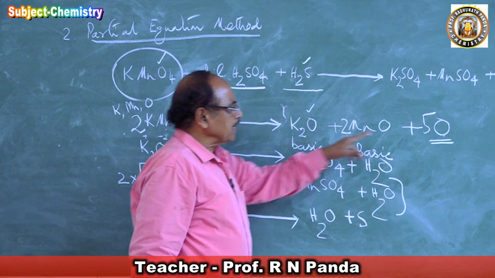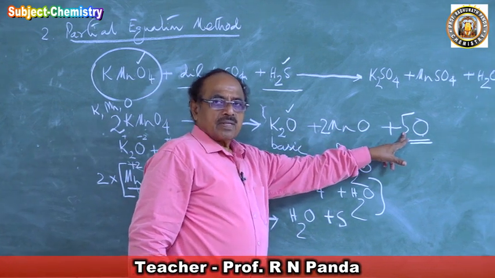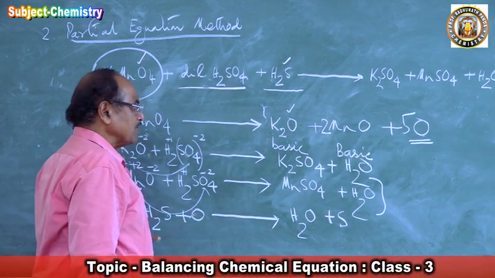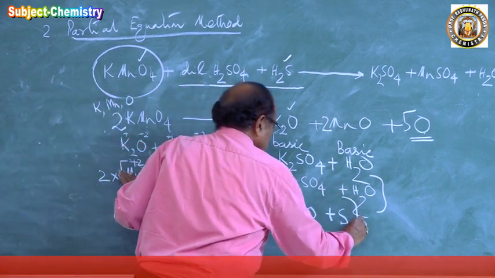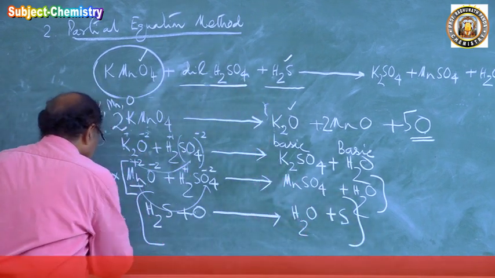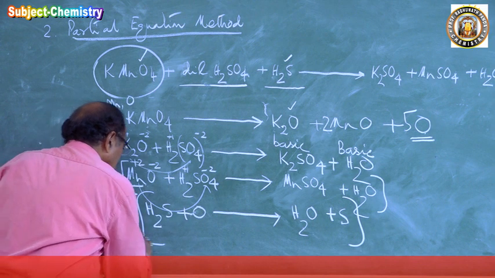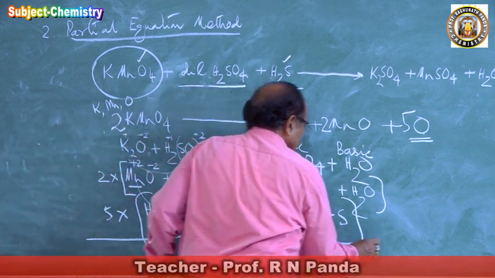So how many O are here? 5. One O reacts with one H2S. So 5 O will react with 5 H2S. So we multiply this by 5. Now the question comes, everything is cooked.